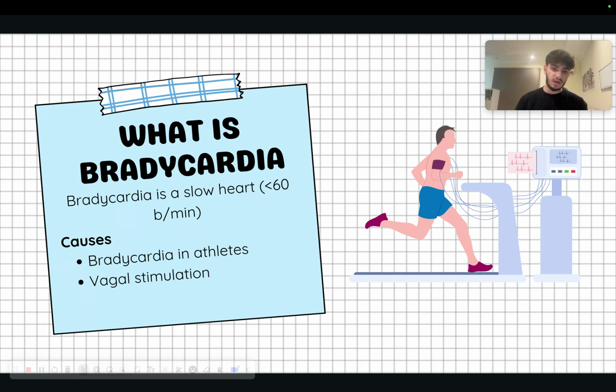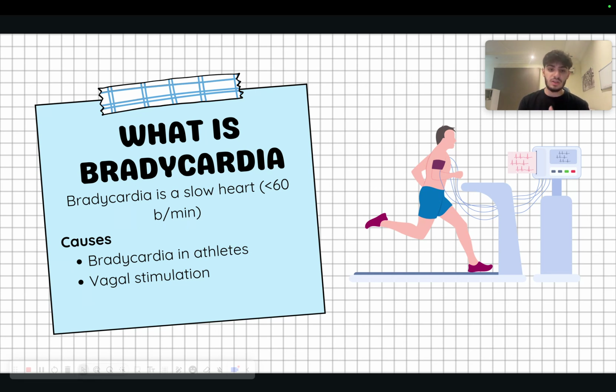Now, what does bradycardia in athletes mean? The heart is bigger in athletes, which makes it release more stroke volume. Now, if you don't know what stroke volume means, it is the amount of blood released by the heart. So in athletes, they have more stroke volume getting distributed to the body, because the whole body will need blood, nutrients, and oxygen. The second cause is vagal stimulation.